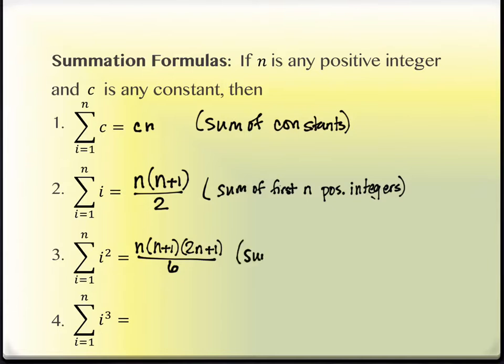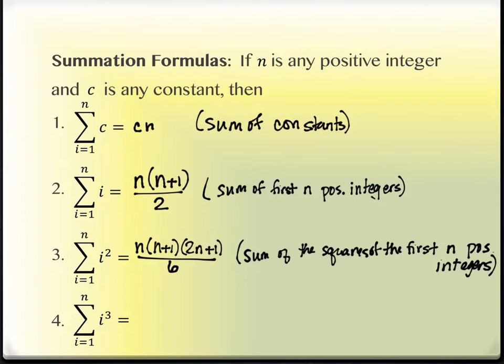This is the sum of the first, I didn't say that right, the sum of the squares, I'm going to keep moving the word first over, of the first n positive integers, just like the last one. So this is summing things like 1 squared plus 2 squared plus 3 squared plus 4 squared plus 5 squared, right? And this is the shortcut.